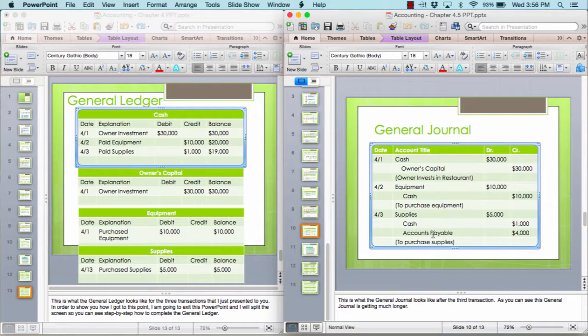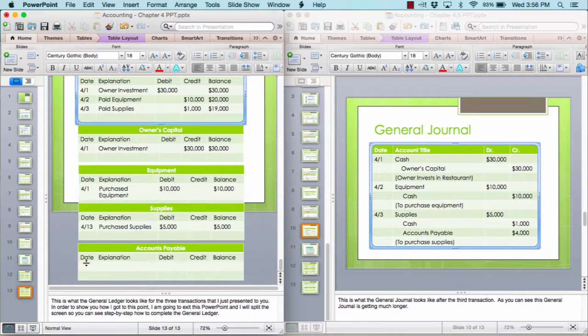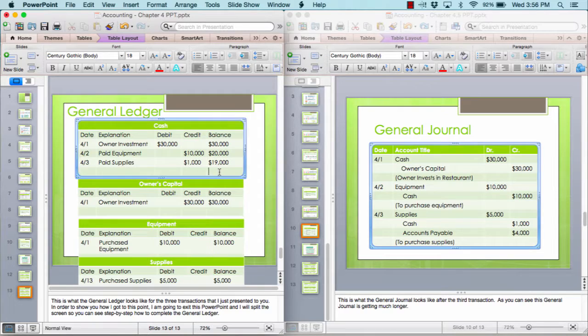And then lastly, we have our accounts payable, and I have it down here. That's because we paid part of those supplies on credit for $4,000. It happened on April 3rd. Paid for supplies, and that is for $4,000. So our new balance is $4,000. And we're done. What you can do is at the end, you could just put $19,000 just to separate out the actual balance on each account.